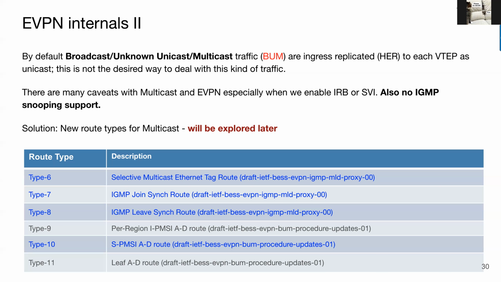But once you understand type 2, 3, and 5, the rest of this is just new route types. Each of these route types is providing us some sort of control plane state. It's just, what is the control plane state? Do we care about IGMP joins and leaves? Do we care about PIM? So don't worry about EVPN multicast. Once you get EVPN and the basic route types, then the rest of this is pretty smooth sailing.